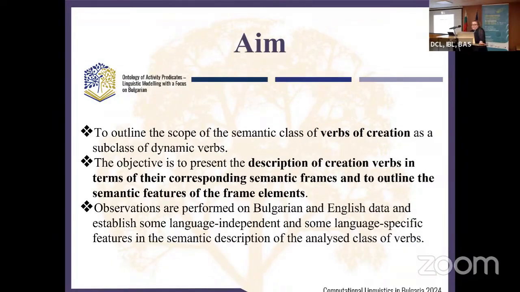So the aim is to first outline the scope of the semantic class of verbs of creation as a subclass of dynamic verbs. The objective is to present the description of creation verbs in terms of their corresponding semantic frames, and to outline the semantic features of the frame elements that compose the situation presented by the verb. My observations are based on Bulgarian and English data, which are extracted from a few corpora, which I will mention in a moment, and to discuss the language-independent features that influence the type of realization of the verb, as well as some language-specific features in the semantic description.